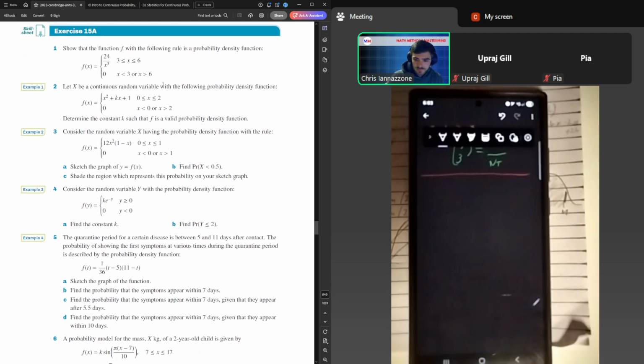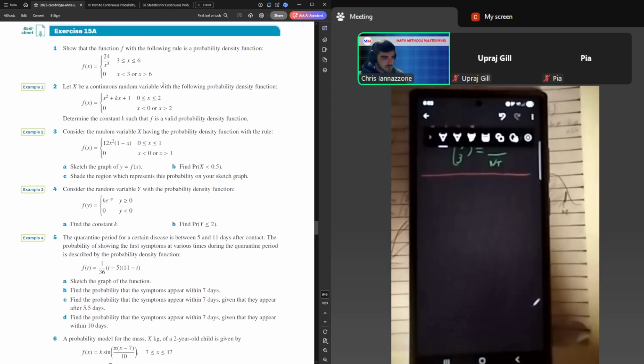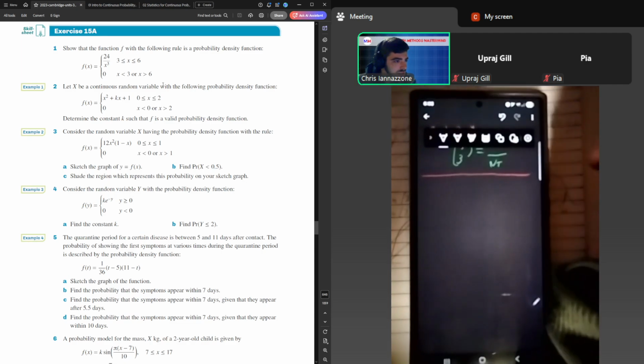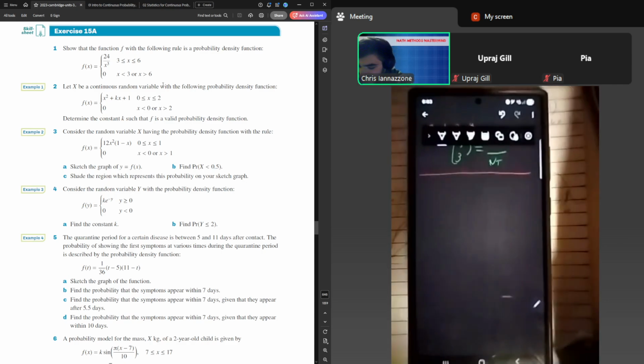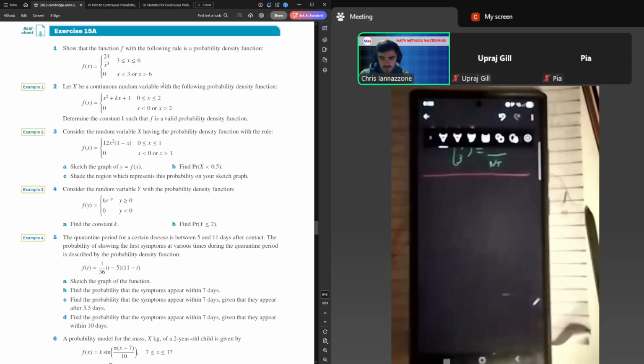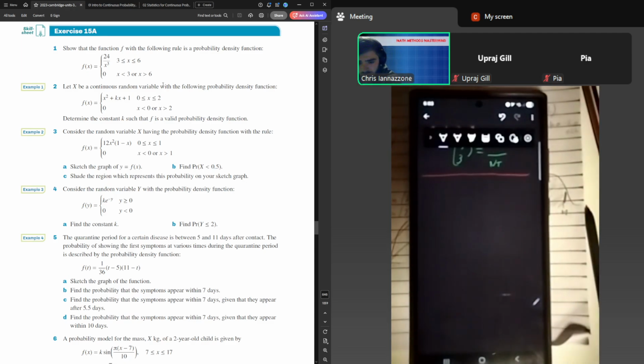Cool. All right. From the top, show that the function is a probability density function. I know it was the first thing we looked at, so it's been a bit, but does anyone remember the criteria for a probability density function?